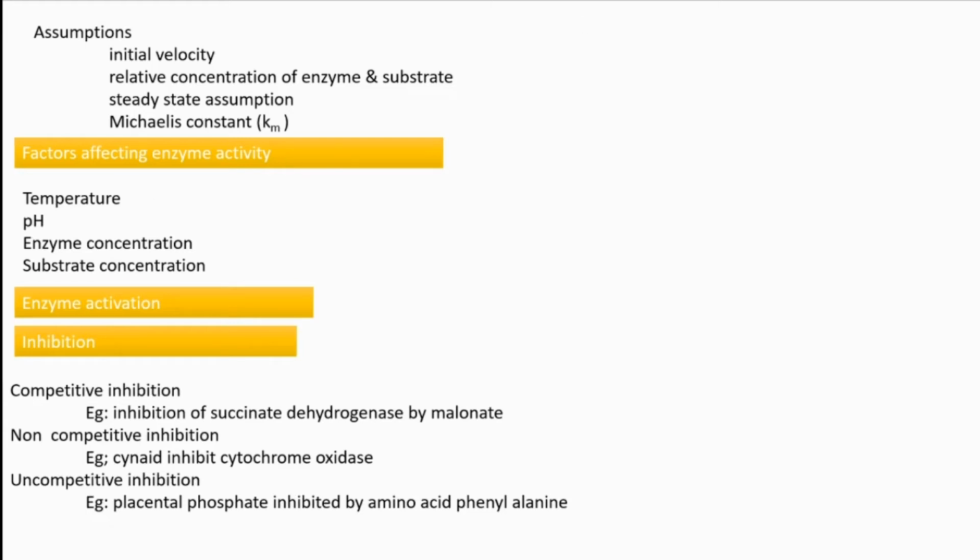And then we are going to see the factors affecting the enzyme activity. Temperature. When the temperature increases, velocity of reaction also will increase till a limit. After that limit, that rate will fall. So normally, till it reaches a limit, the reaction rate increases with the increase in temperature. After that limit, the reaction rate falls.